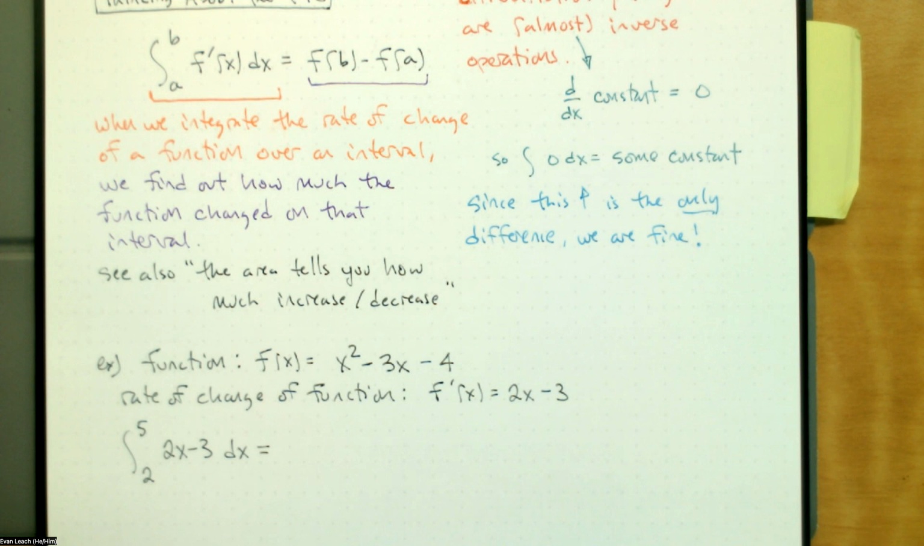So here we are integrating the rate of change of a function over an interval, over the interval from 2 to 5, and this should be telling us how much the function changed over that interval. So that's exactly what shows up.